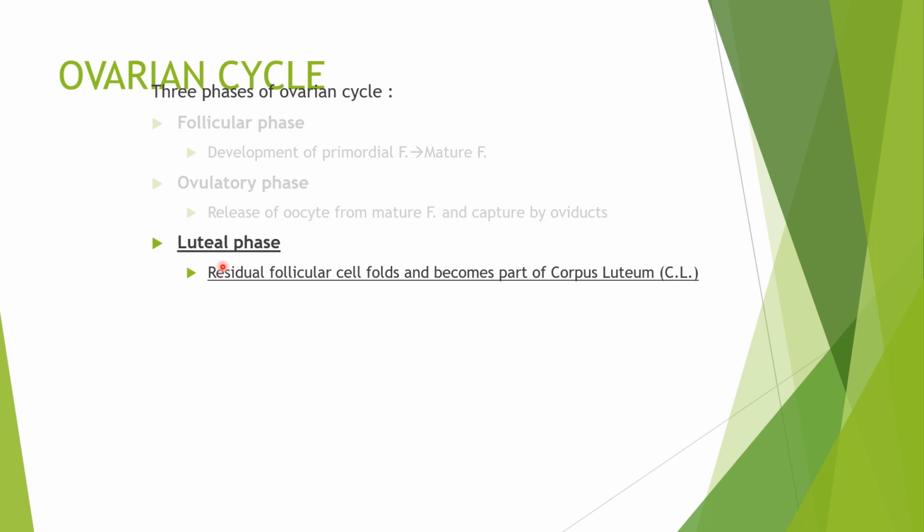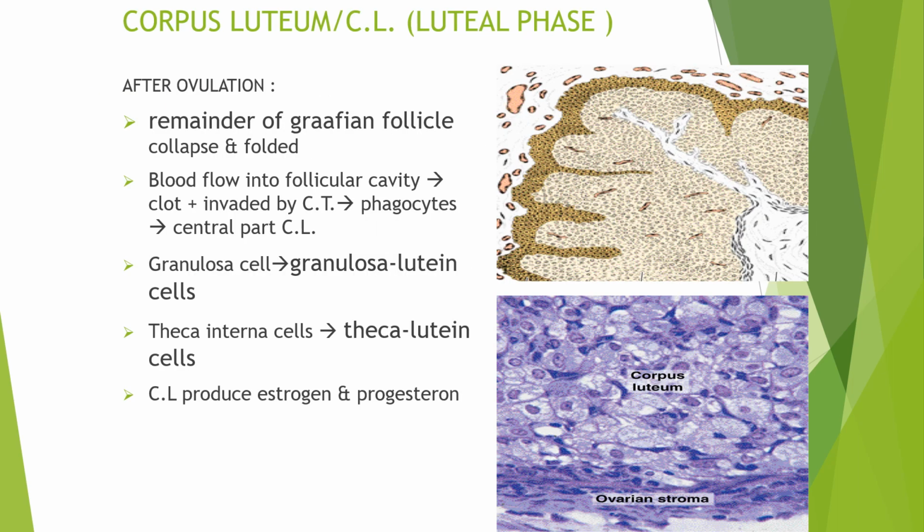Then is the third phase, the luteal phase, in which residual follicular cells become part of the corpus luteum. You can see in this diagram the Graafian follicle is extruded, ovulation has taken place, and the remainder of the cells show luteinization, in which the granulosa cells become granulosa lutein cells and theca cells become theca lutein cells.